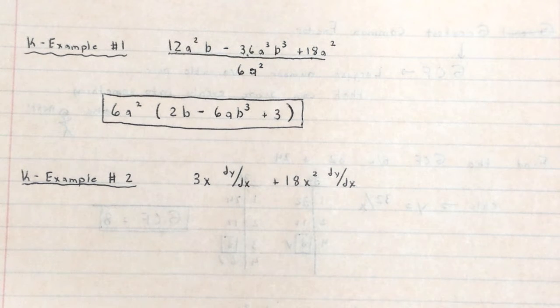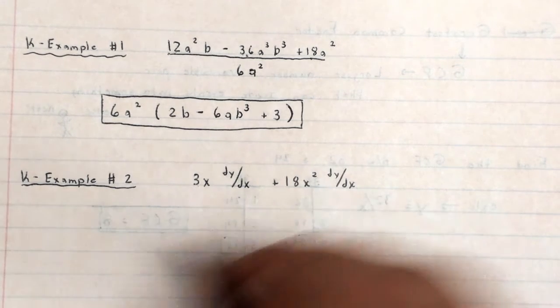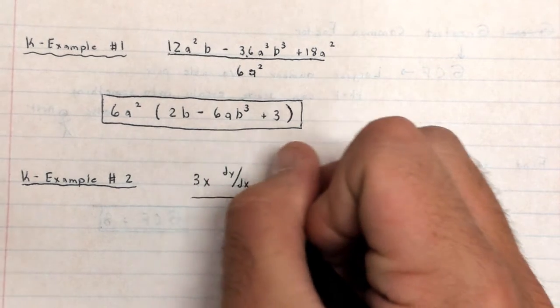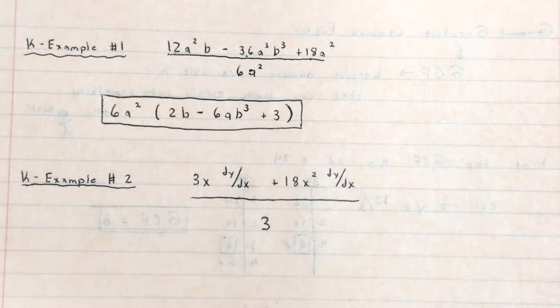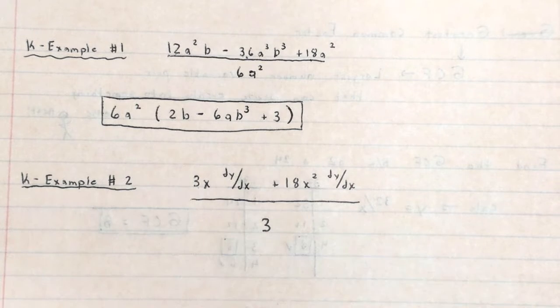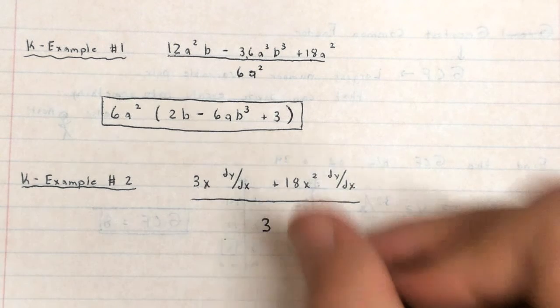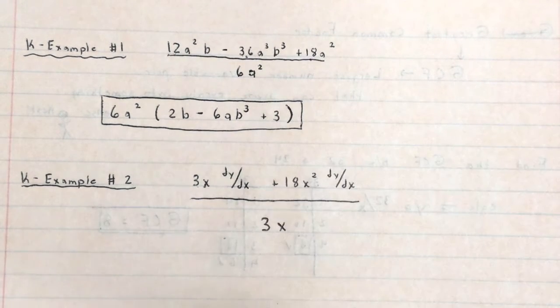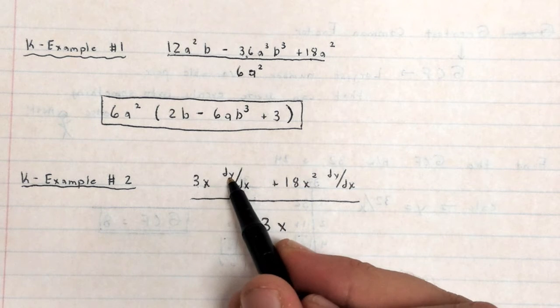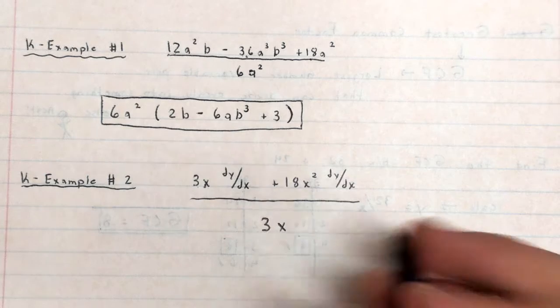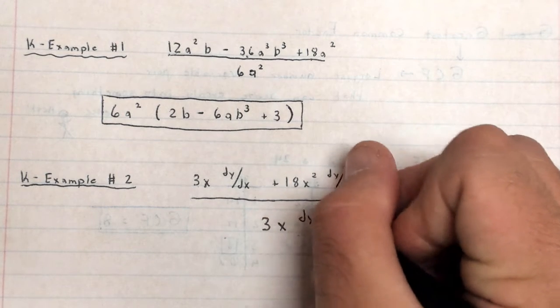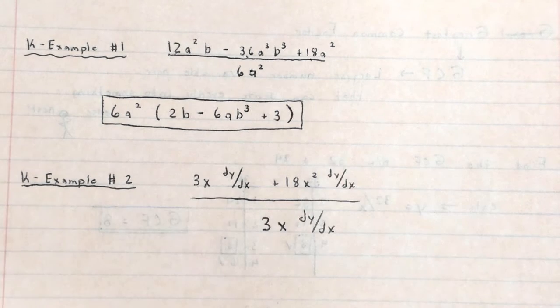What about this? Alright. Well, the idea of GCFs stays exactly the same. I'm looking at the numbers first. 3 and 18. Well, I'm thinking I can divide a 3 into both of those. They're both divisible by 3. This has an x, this has an x squared, so why don't I pull out an x? Now, they also share this dy/dx thing. They both have it, so why don't I pull that out as well?